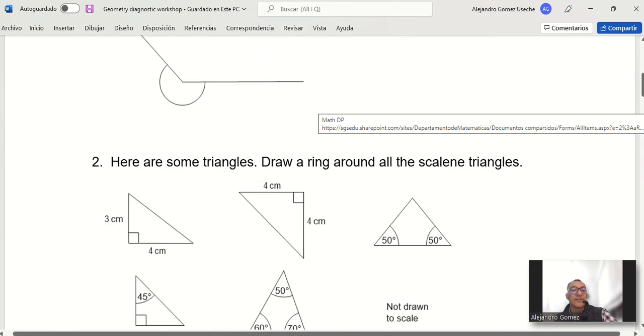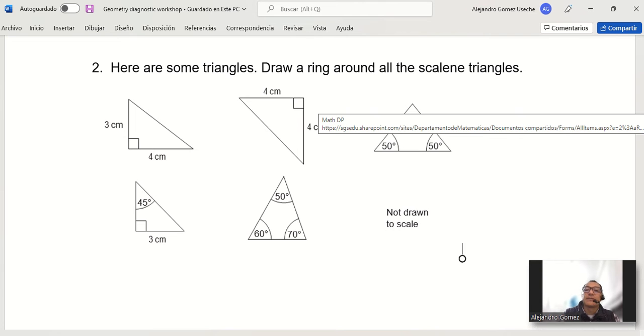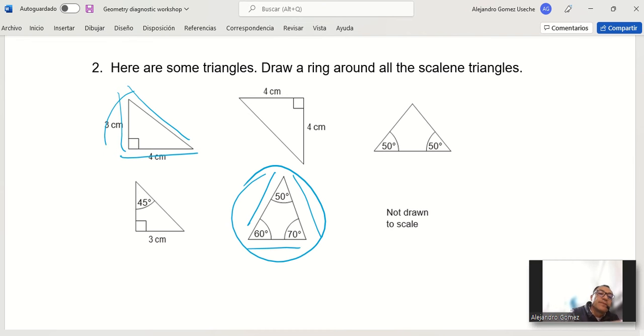Well, let's go with the second exercise, and it says here are some triangles, draw a ring around the scalene triangles. So we remember scalene means that the three sides are different, right? So the measurements of the three sides and the three angles are different. That's why we can identify these two are the scalene ones.